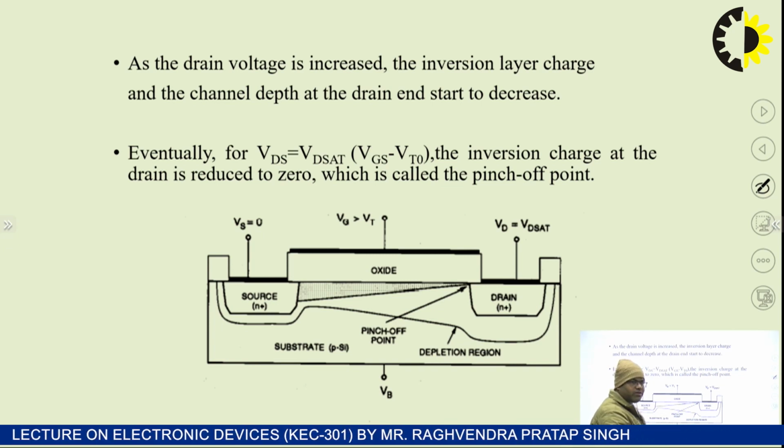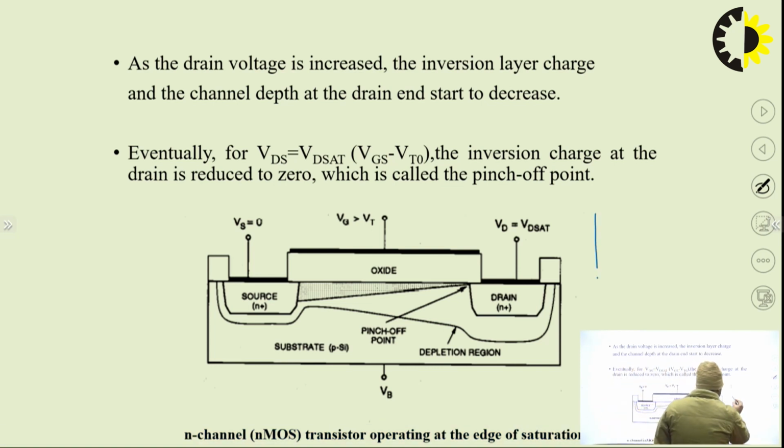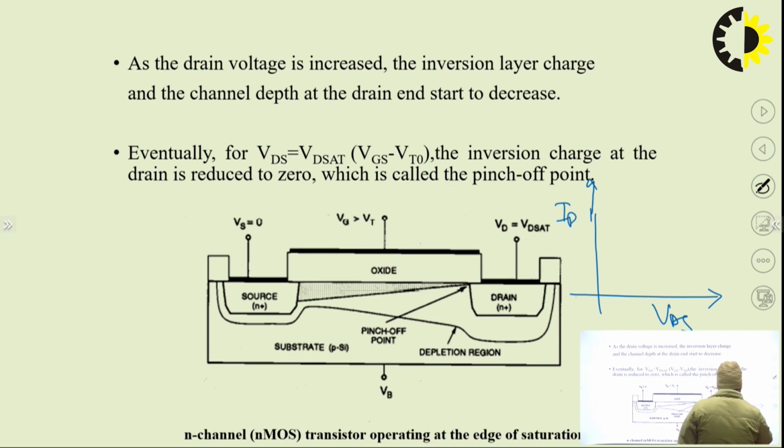Now VDS is further increased toward the saturation point. As I increase VDS, I get more and more current. This is the relationship between VDS and ID, exactly a linear relation.